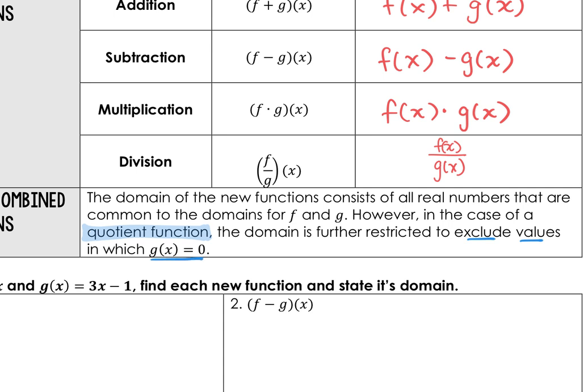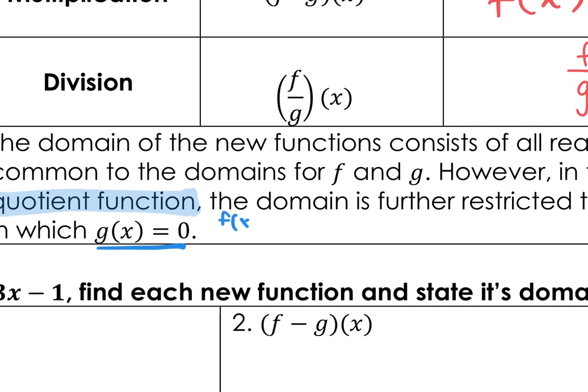What that means is with the quotient, that's when we divide. If we're doing f of x divided by g of x, this denominator cannot equal 0. So there will be a value that will not be possible in the domain, because if it were part of the domain, then our denominator would be equal to 0, and you can't divide something by nothing. So we'll have to figure out a further restriction when we do division.